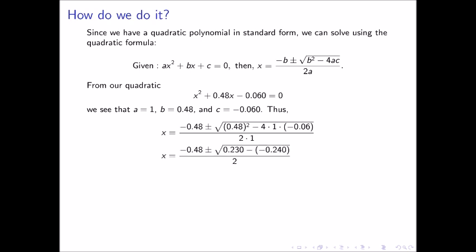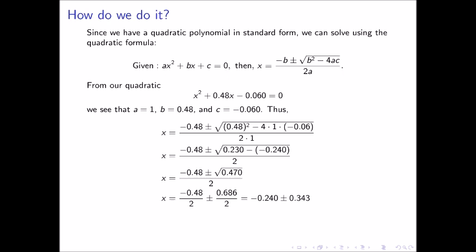First, we can square 0.48, giving us 0.230. Next, we can multiply 4 times 1 times negative 0.06. This gives us negative 0.240. Lastly, the denominator has 2 times 1, which is equal to 2. We can now perform the subtraction under the square root sign. 0.23 minus a negative 0.240 gives us 0.470 under the root.